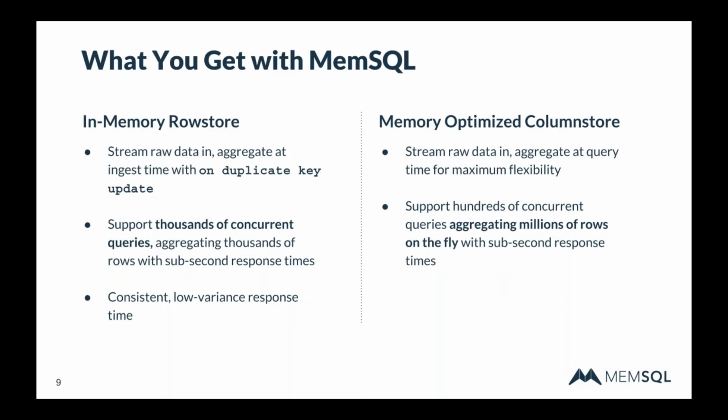We've got an in-memory row store and a memory optimized column store. It's a disk-based column store where the data is highly compressed, and you can store the data on disk. So there's no limit to how much data you can store based on how much RAM you have in your cluster. Our in-memory row store is very good for transactional applications.